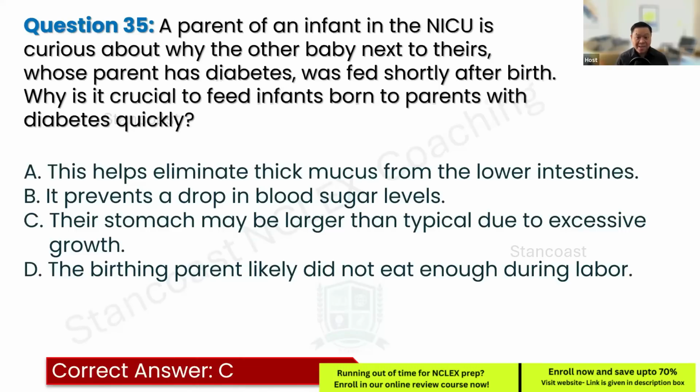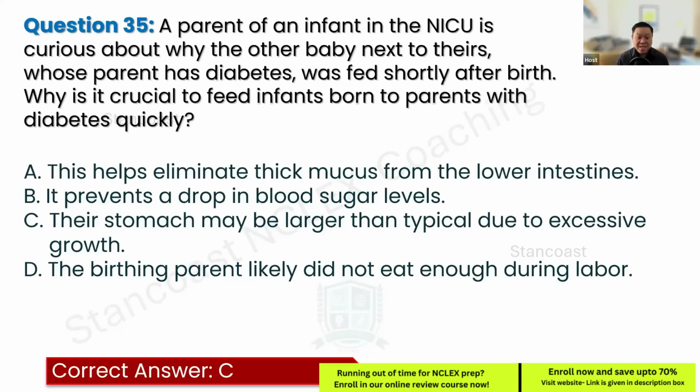The nurse should explain that if a parent has high blood sugar during pregnancy, their newborn is at a higher risk of being larger than average. And these babies may experience lethargy due to low blood sugar after birth, which can be a stressful situation for the infant. Now, letter A is incorrect because early feeding is not aimed at clearing mucus from the intestines. It focuses on managing the newborn's blood sugar levels, which can be low due to increased insulin production after birth.